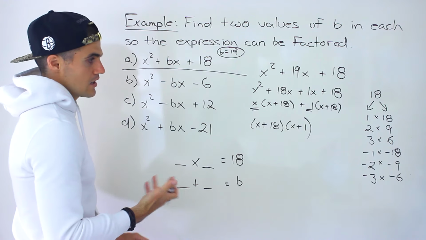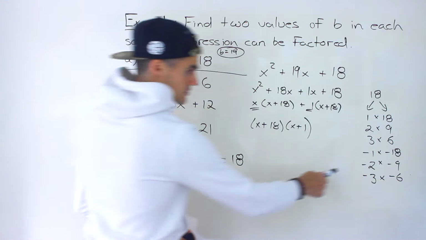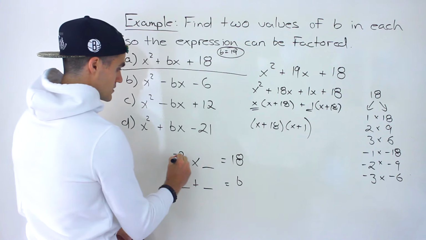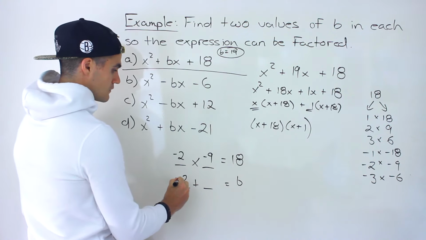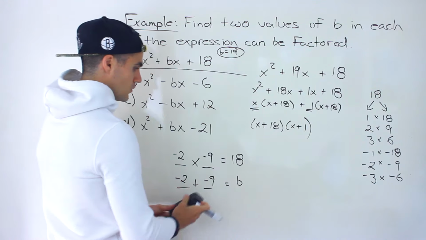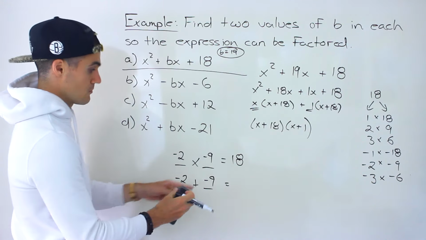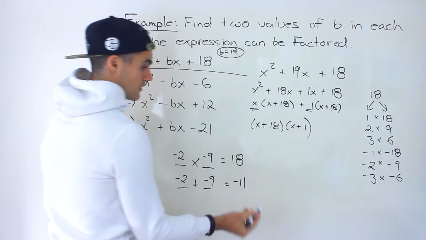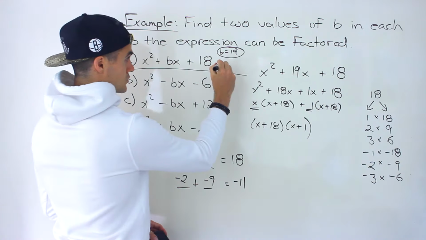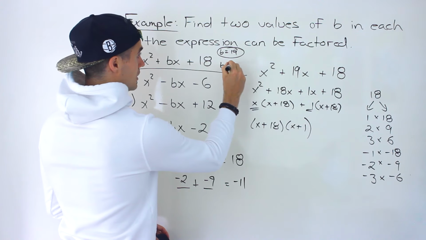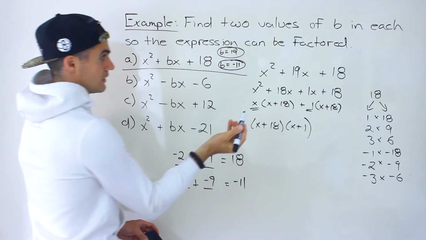Now, what if we take another combination? So let's do this maybe -2, -9. So -2 times -9 gives us +18. -2 plus -9, what would that give us? That would be like -2 minus 9, which would give us -11. Okay, so another potential combination is the b value being -11.